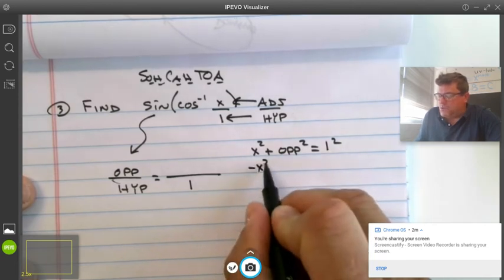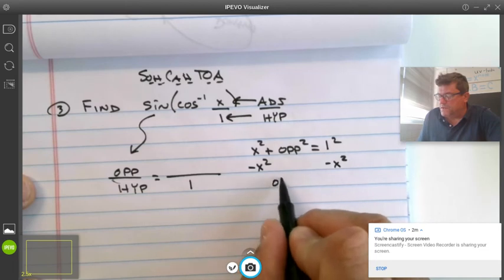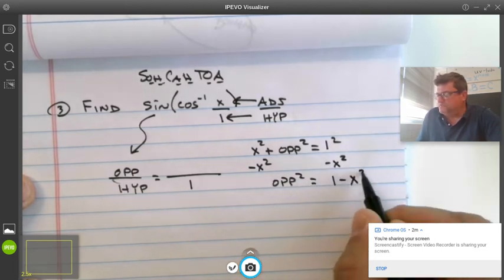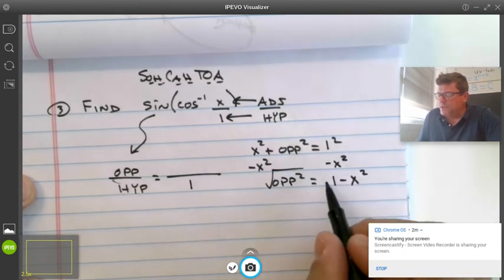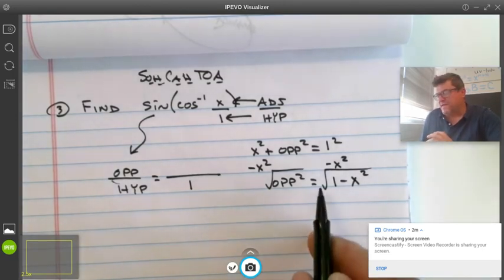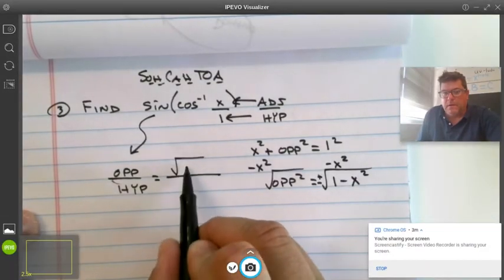I wonder if you guys remember this when Cougs taught you this last year. So the opposite squared is 1 minus x squared. When we take the square root, we put in plus or minus, okay? But that plus or minus, we're going to have to think about before we write it over here in our final answer.